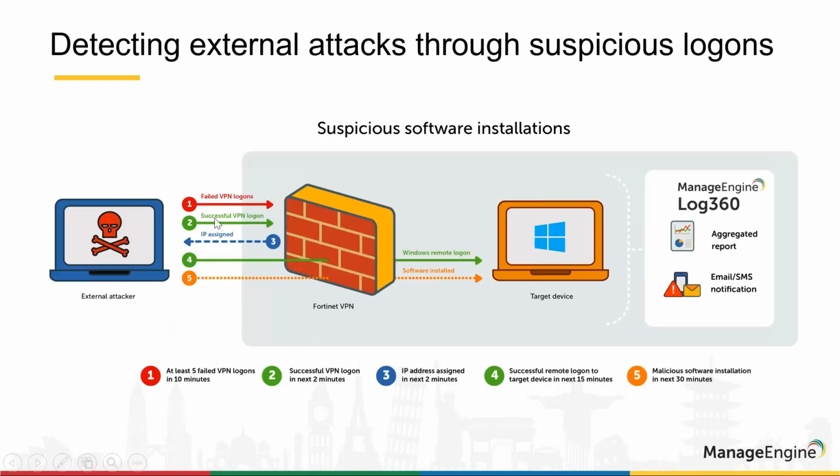So he creates multiple VPN logons, and then he gets a successful logon followed by an IP. So literally what it means, he's bypassing your VPN and the firewall and trying to get into your network, and then he tries many things. Try to install software or make any changes to your network, then that can be audited too. So this example exactly can be achieved again with Log360.